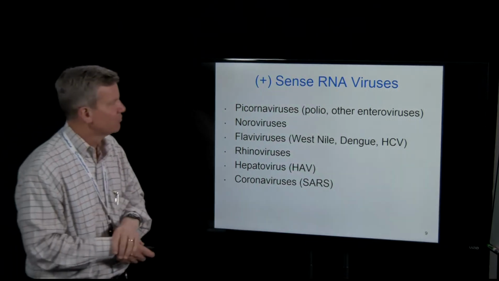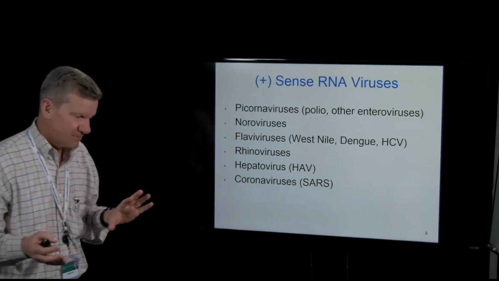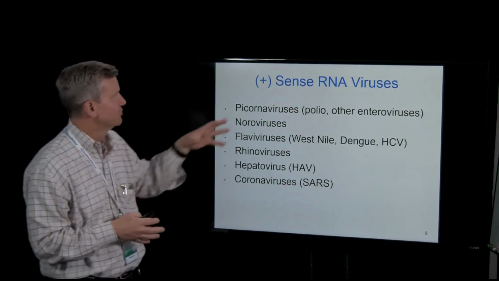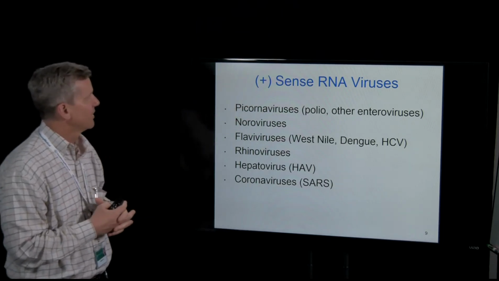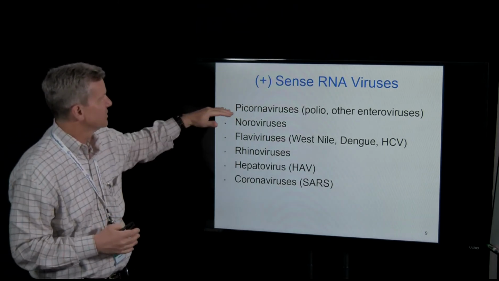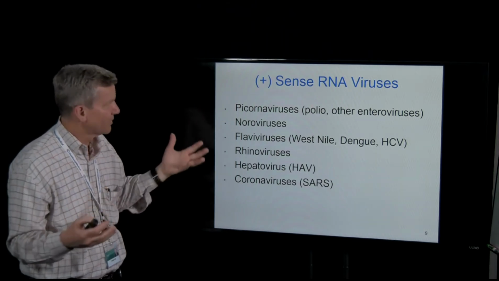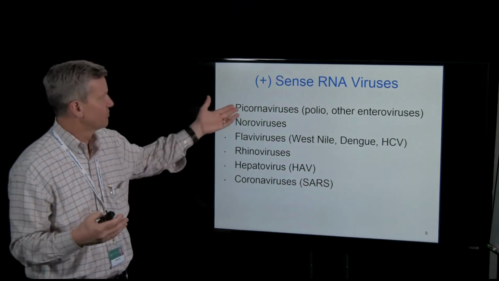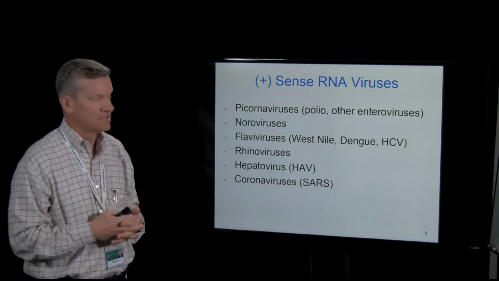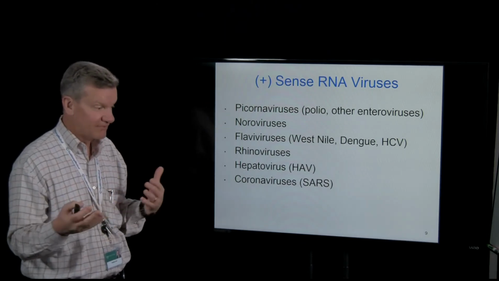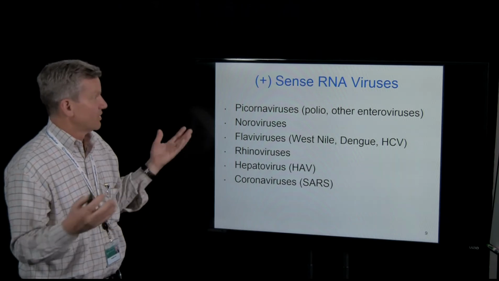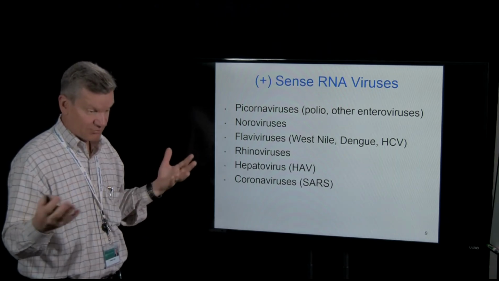Okay, so now we're going to move into a more relevant system. We're going to move into sense RNA viruses, and the examples here are picornavirus. Poliovirus is an example of a picornavirus. It's an enterovirus. It's transmitted fecal-orally. We've already talked about the history of poliovirus.